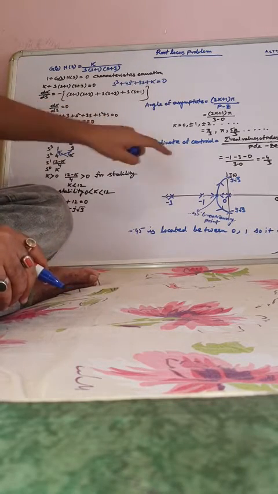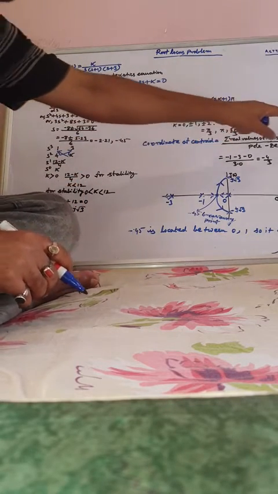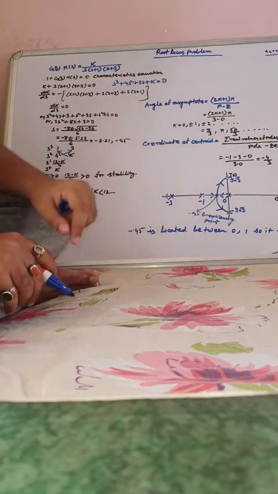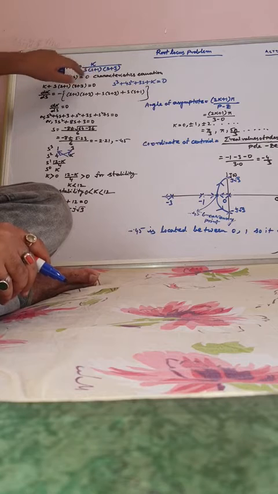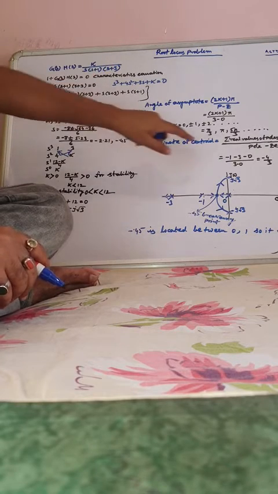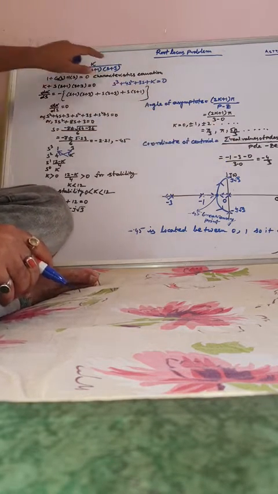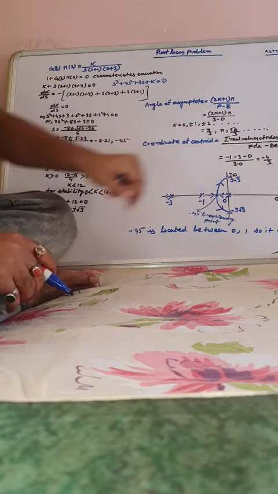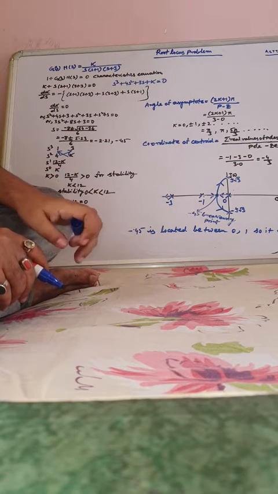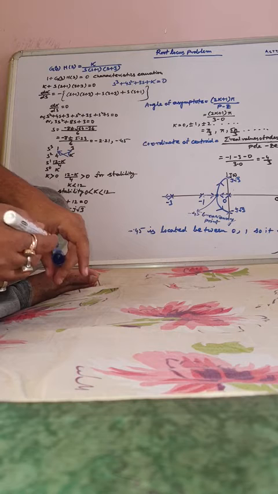Now the coordinate of the centroid is the sum of the real values of poles minus the sum of the real values of zeros, divided by the number of poles minus the number of zeros. The real values of poles are minus 0, minus 1, minus 3. There is no zero in the open loop transfer function, so it will be 0. So minus 1, minus 3, minus 0, divided by 3 minus 0. So it is minus 4 by 3.